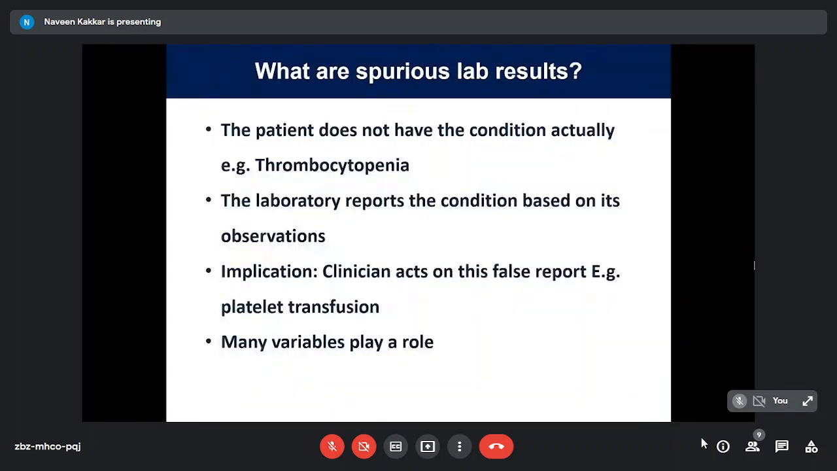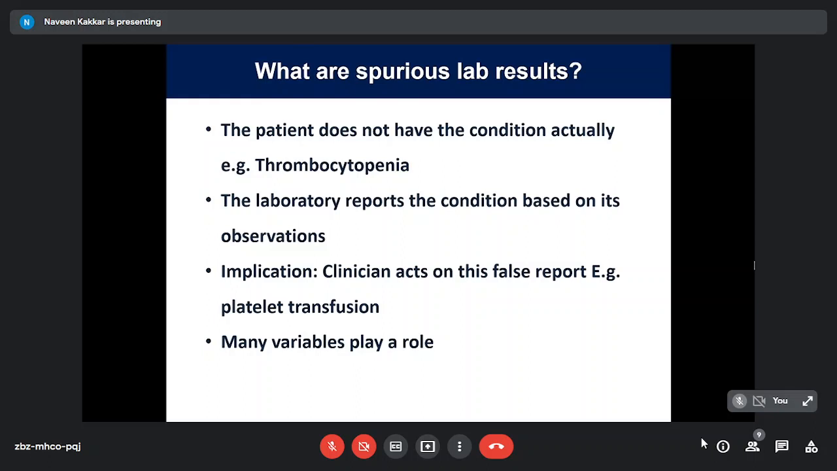What are these results? To summarize in very few words, the patient does not have the condition actually. For example, let's pick thrombocytopenia. There is no thrombocytopenia in the patient, but the laboratory reports the condition based on its observation. So we found it on a slide or in the cell counter, and we gave it as thrombocytopenia.